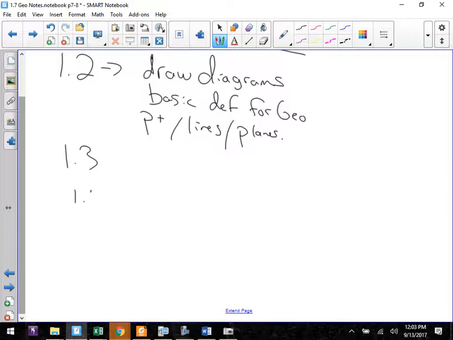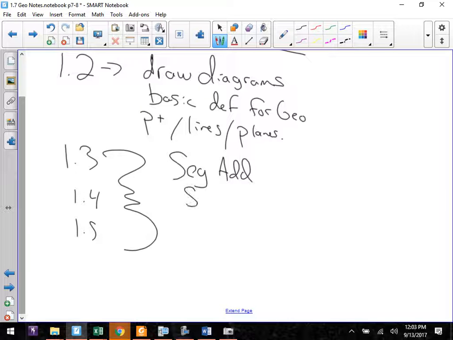1.3, 1.4, and 1.5 was all of the algebra. It was all about segments: segment addition, segment bisectors. If I say segment bisector, remember that means the same thing as the midpoint of a segment. We did that algebraically a lot before we got to the coordinate thing. There's a little bit of a difference there. We talked about angles.